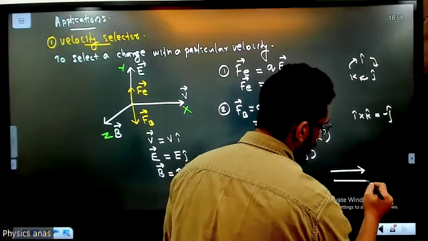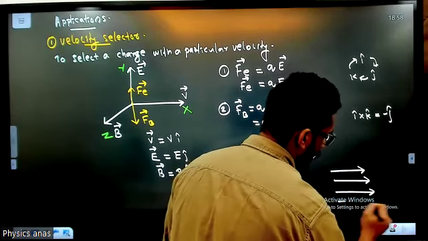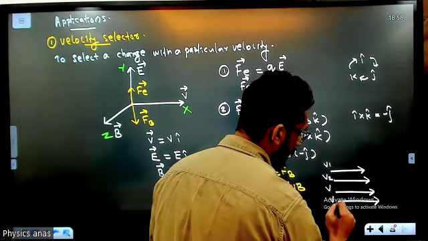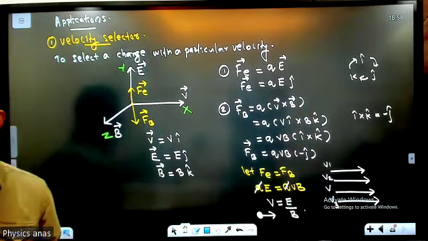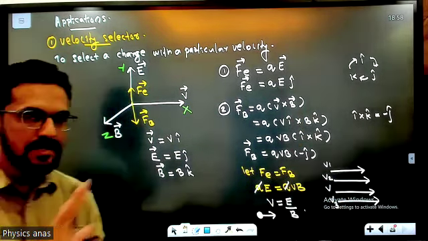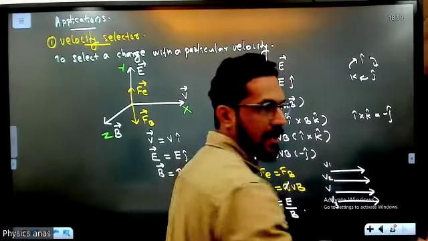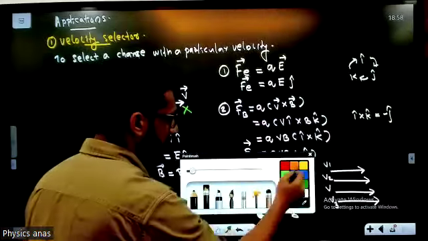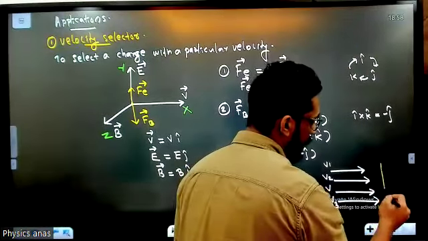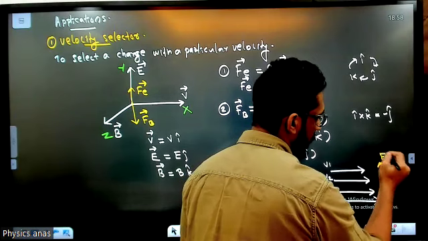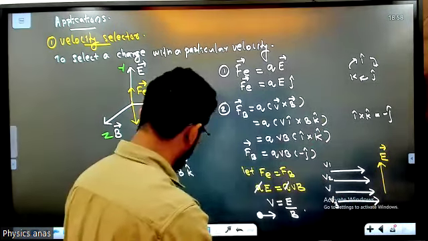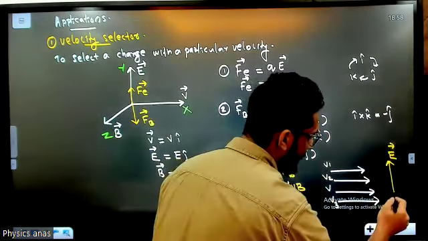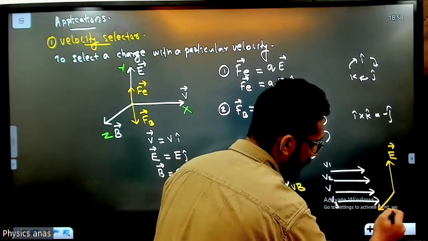If you have a beam of charges like this, V1, V2, V3, many charges, and the charges are entering into an electric field and a magnetic field. It will deviate.